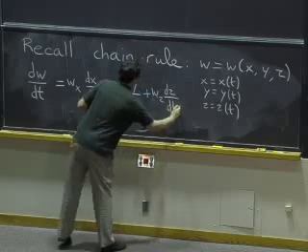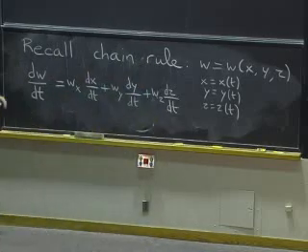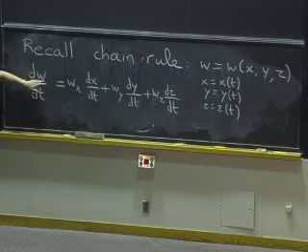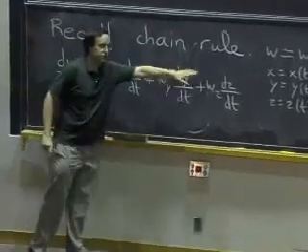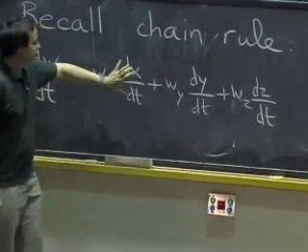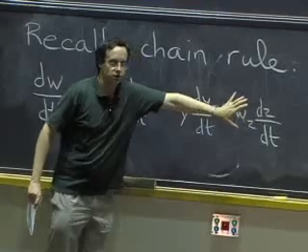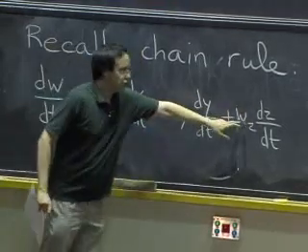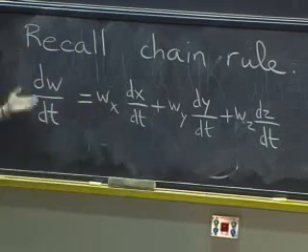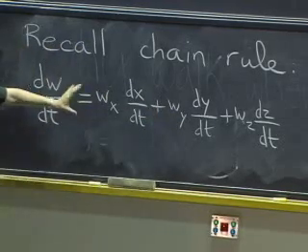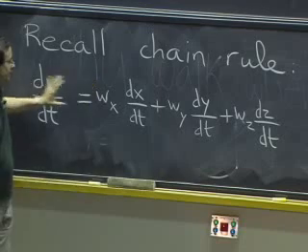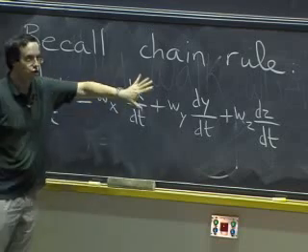And the meaning of that formula is that the change in w is caused by changes in x, y, and z. x, y, and z change at rates dx/dt, dy/dt, dz/dt. And this causes the function to change accordingly, where the partial derivatives tell you how sensitive w is to changes in each variable.